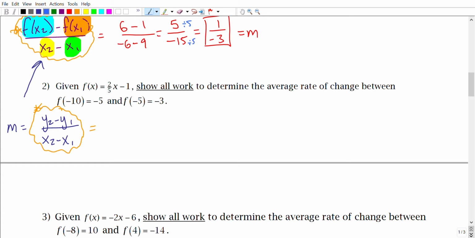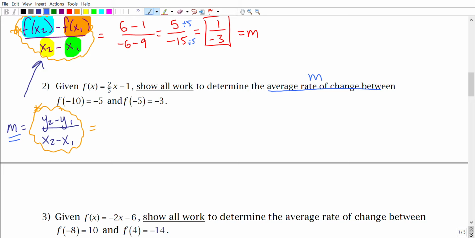So it says, given f of x equals 2/5 x minus 1, show all the work to determine the average rate of change between f of negative 10 equals negative 5 and f of negative 5 equals negative 3. Again, it says find the average rate of change, and as we saw earlier, the average rate of change just means the m, which is exactly what I'm going to calculate, the slope.